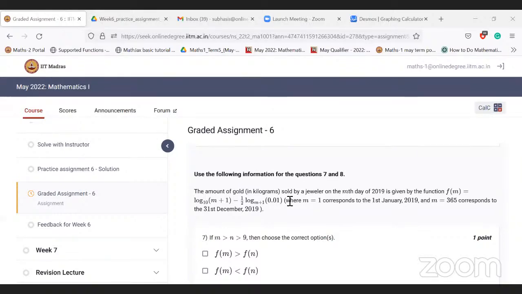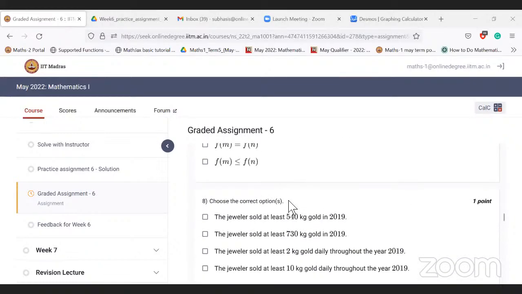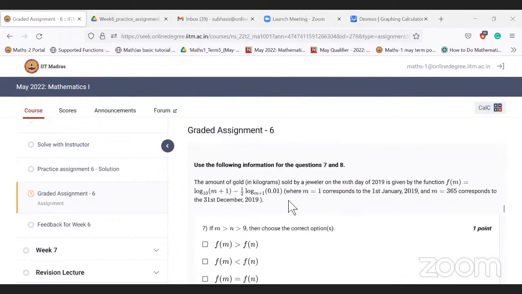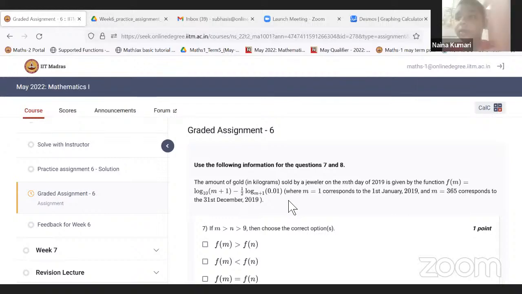And it's given that the amount of gold sold by the jeweler on the mth day is given by something. So basically it's saying that for each value of m, the value of the function is always greater than or equal to 2. So if you interpret this option 3 mathematically, you need to check whether the value of the function is always greater than or equal to 2 or not. So you try to do it.